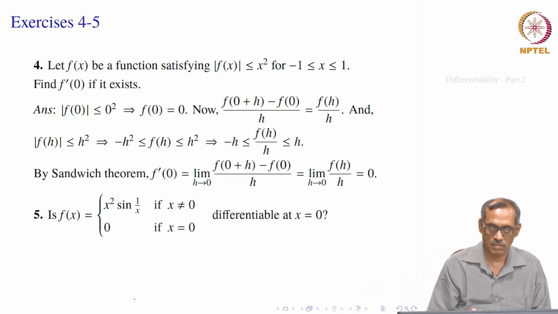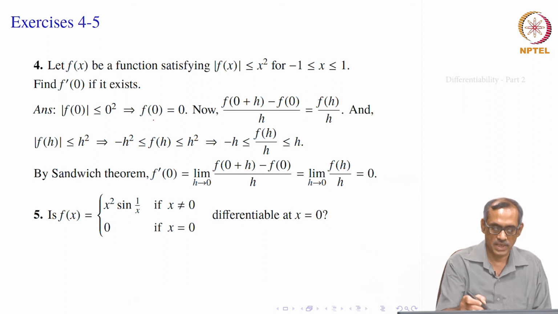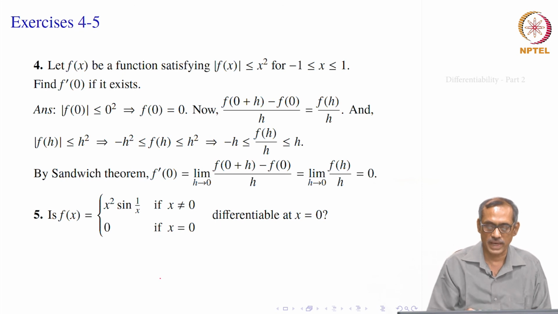Let us go to the next problem. It is based on this idea. So, f of x equal to x square sin 1 by x if x is non-zero, and 0 if x equal to 0. See that sin 1 by x, since 1 by x is there, is not defined at x equal to 0. So, we are defining it at 0 separately. We will say its value is 0 at x equal to 0. Is it differentiable at x equal to 0?